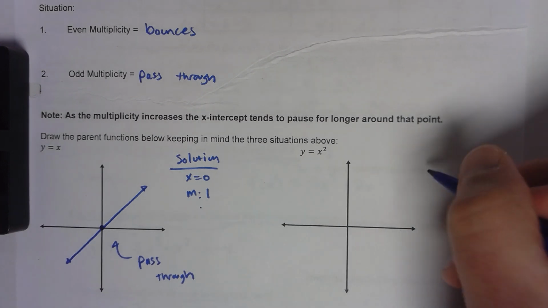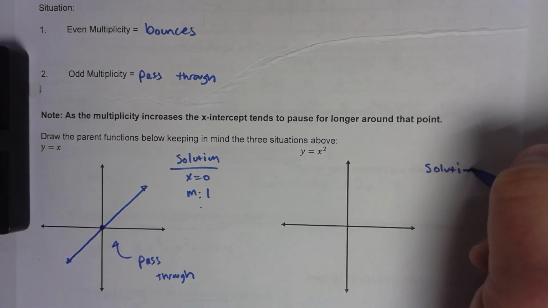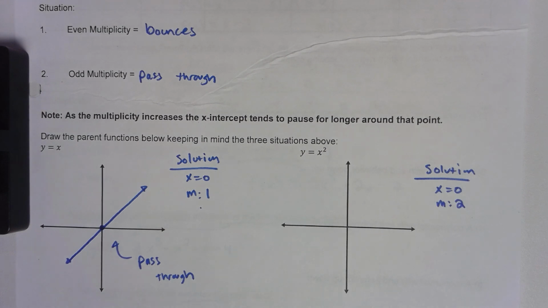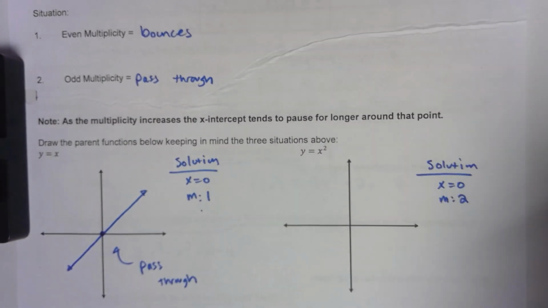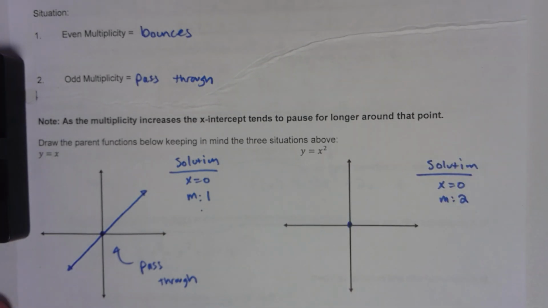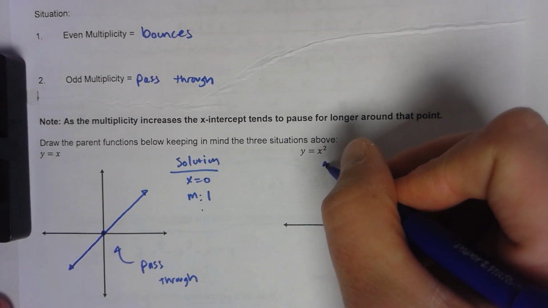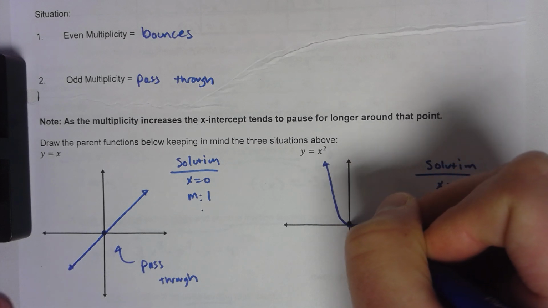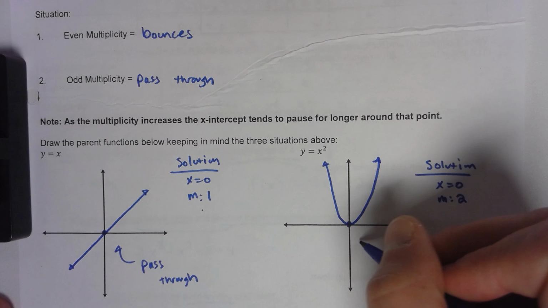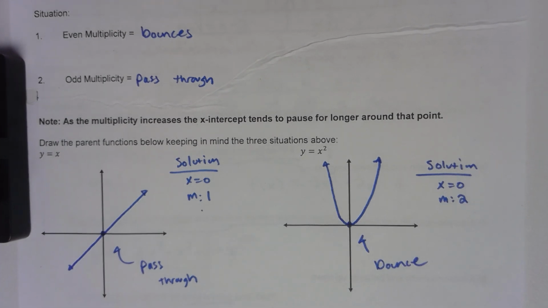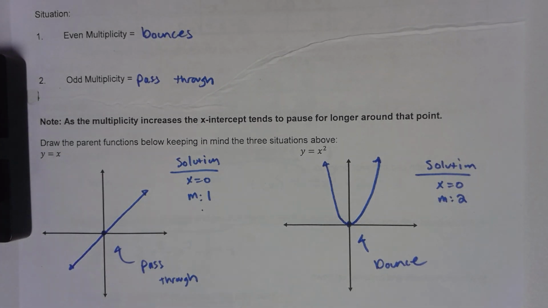And then x squared, the solution, once again, is x equals 0, but now has a multiplicity of 2. So we're going to bounce at that x-intercept. I have my x-intercept at 0. The left end is up. I'd come down, touch that x-axis, and bounce right back up. So this is what I mean by bounce. And again, we'll talk more about that tomorrow. So we'll reintroduce all these ideas then.